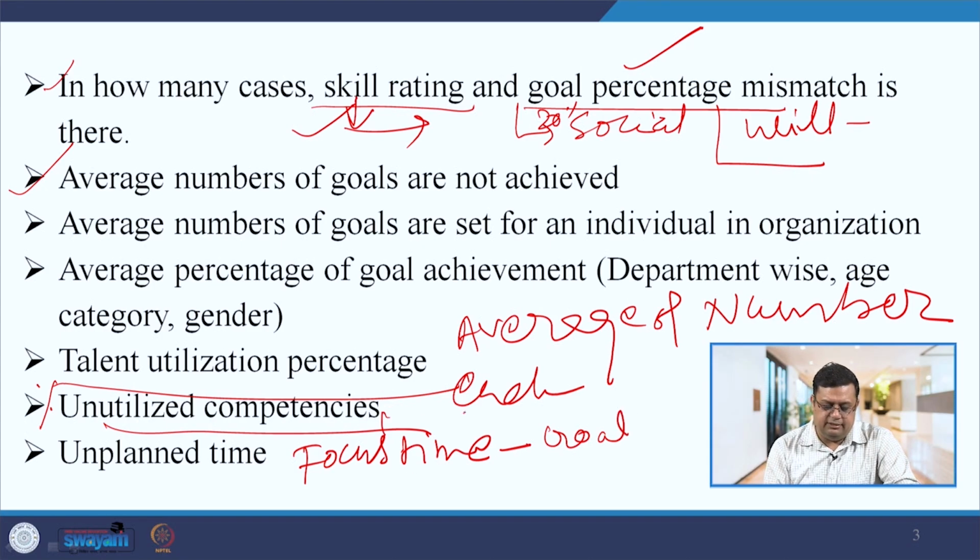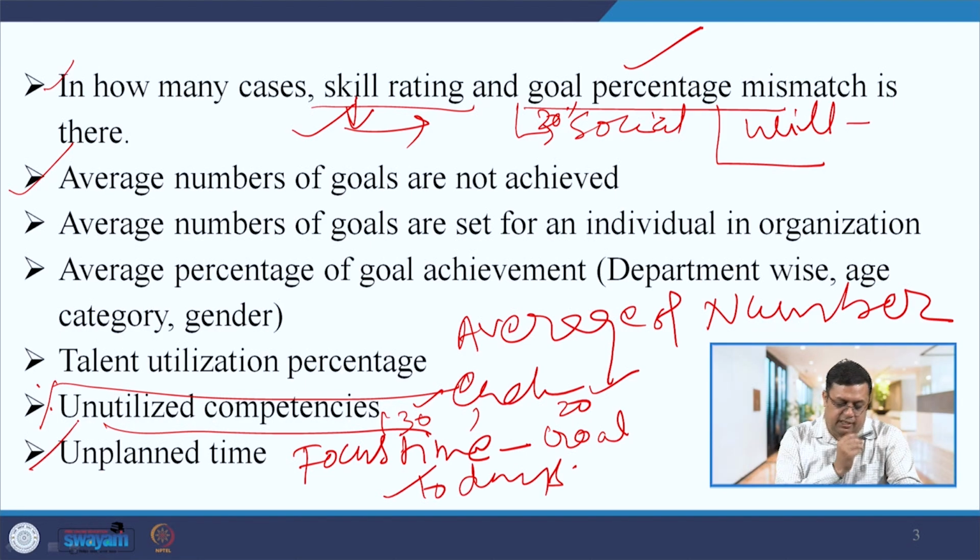So, for example, if you have decided the number of days is 30, and 20 days are required for goal achievement, and focus time is 30, then 10 days are unplanned, right. That is how you can calculate, in terms of percentage and in terms of days, how many unplanned days there are for that particular individual, and how many unplanned days there are for a particular department. It will help you increase the efficiency and effectiveness of that particular department.